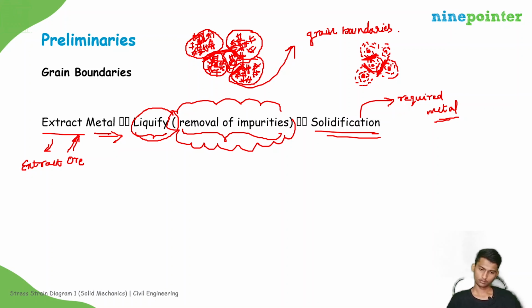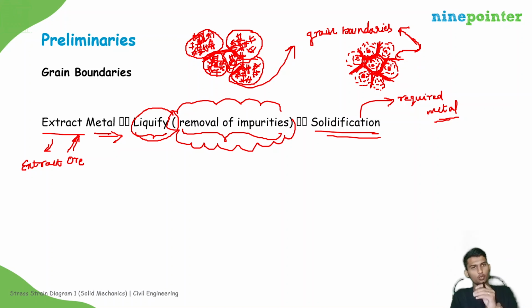Similarly, there will be a boundary. Suppose there is nothing over here, so there will be a boundary over here. Suppose there are particles like this, then there will be a boundary created by that. So these are known as grain boundaries. Do you understand? Right? This is about grain boundary.